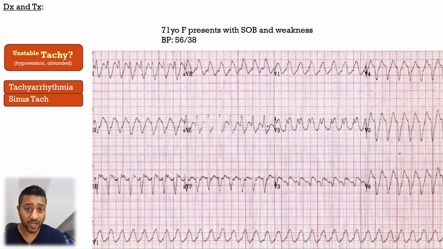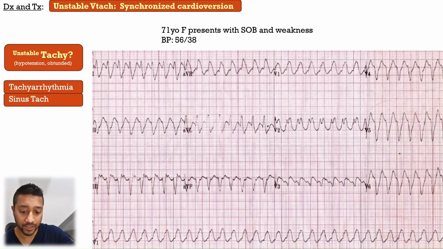Remember, if you find yourself with an unstable tachycardia, you're asking yourself, am I dealing with a tachyarrhythmia where I don't see any P waves? Or do I have a sinus tachycardia where I can actually see some P waves? I definitely don't see anything that looks like P waves on this EKG, so I'm going to presume I'm dealing with an unstable tachyarrhythmia, which, regardless of what tachyarrhythmia you're dealing with, they're all going to get synchronized cardioversion. Now, I know that this patient specifically is dealing with an unstable VTach, because when you take a look at those QRSs, they look like those classic pine tree patterns that I had talked to you about.